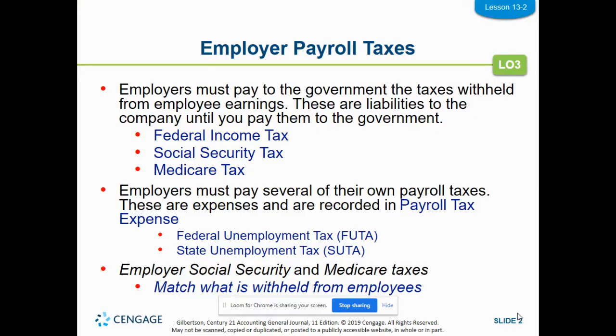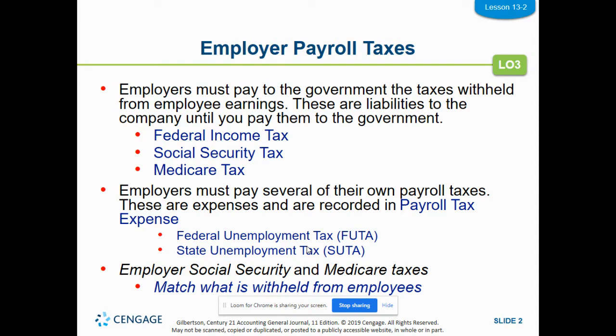So there are several taxes that the employer pays. We've talked a little bit about these first three: federal income tax, Social Security tax, and Medicare. Those are withheld from the employees, and they're put into those liability accounts until you pay them into the government. Then the employers also have several of their own taxes. The first two are federal unemployment tax and state unemployment tax, and then the employer also pays Social Security and Medicare.